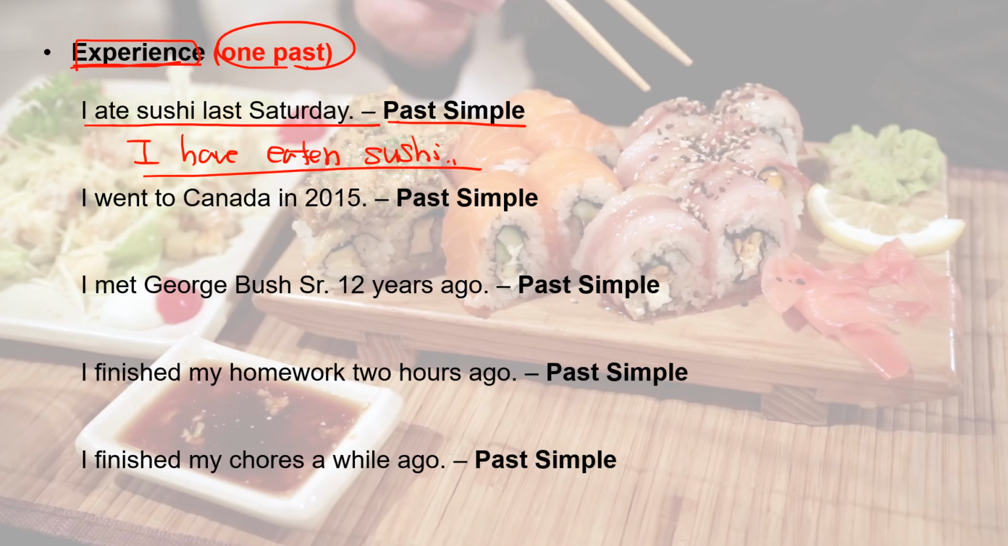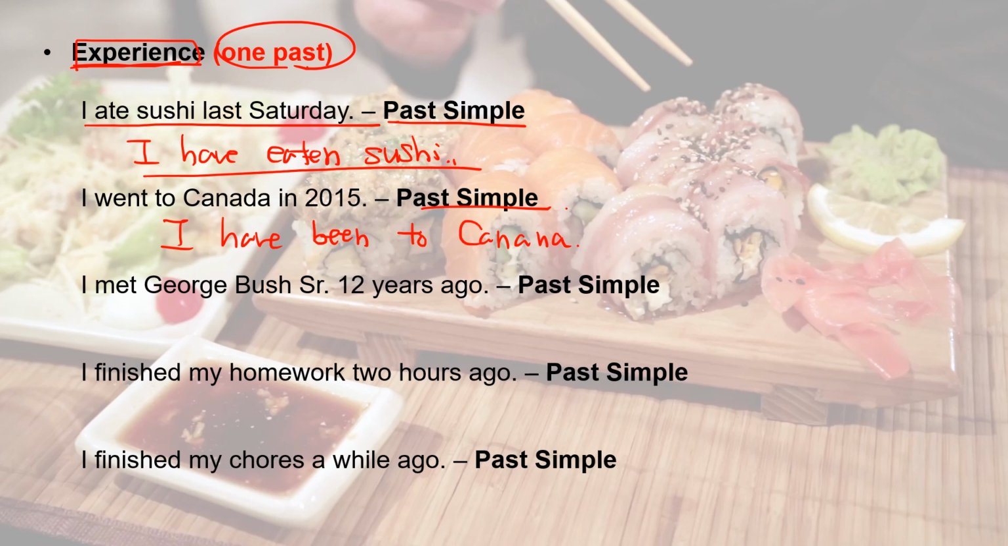Now, I went to Canada in 2015. So in 2015, it's past simple, done deal. But since you went to Canada, you have an experience. So you can say, I have been to Canada. By this, you're telling people that you went to Canada at least once.